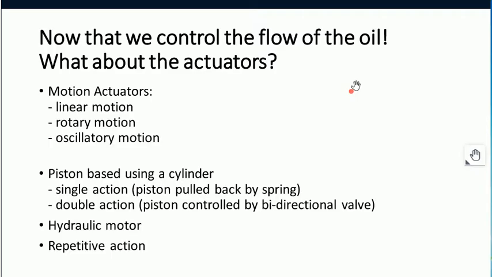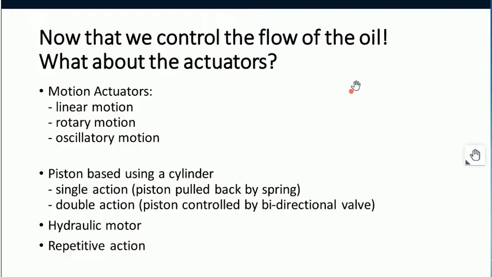The piston is based on using a cylinder. So we've got a single action piston. All we can do with the hydraulics is move the piston forward. When we don't put any pressure on the oil anymore, the piston will just be pulled back by a spring. Again, we can see by the circuit symbols what type of actuator we have, whether it's a piston-based actuator, or the next one, a double-action piston.